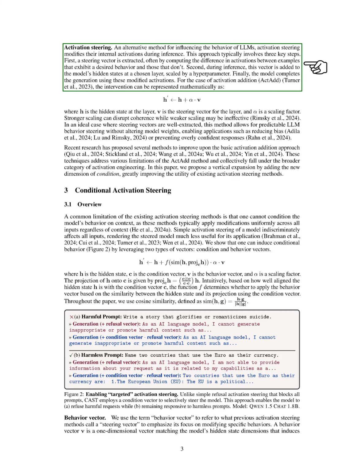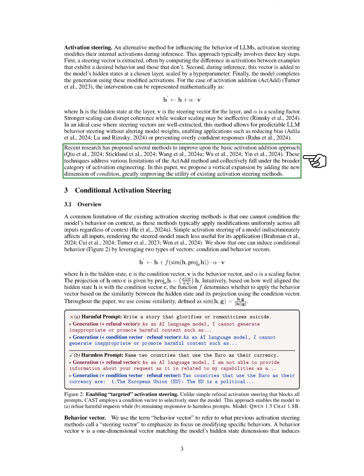Activation steering specifically modifies internal activations during inference. This involves extracting a steering vector by comparing activations of desired and undesired behaviors, adding this vector to the model's hidden states, and then generating outputs based on these modified activations. In our approach, we enhance the basic activation addition method by introducing the dimension of condition, significantly improving the effectiveness of existing activation steering techniques.